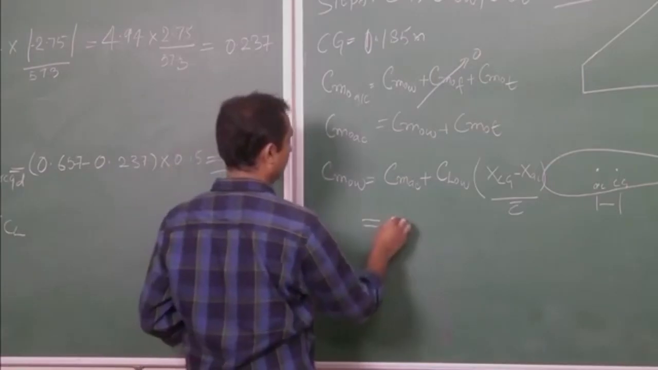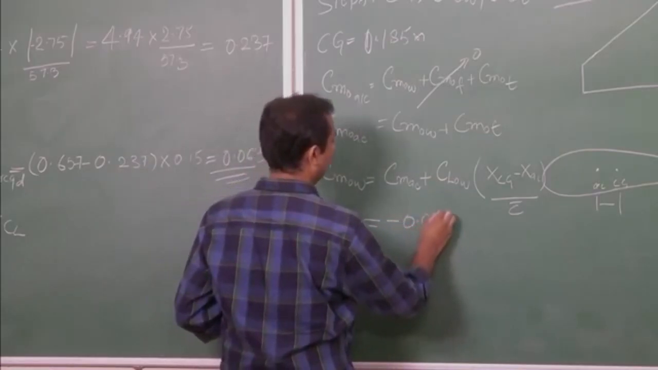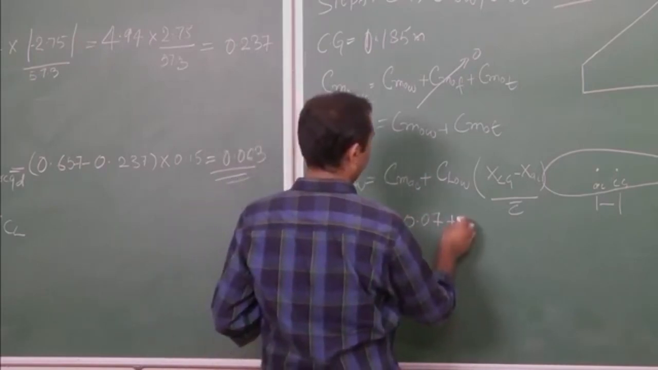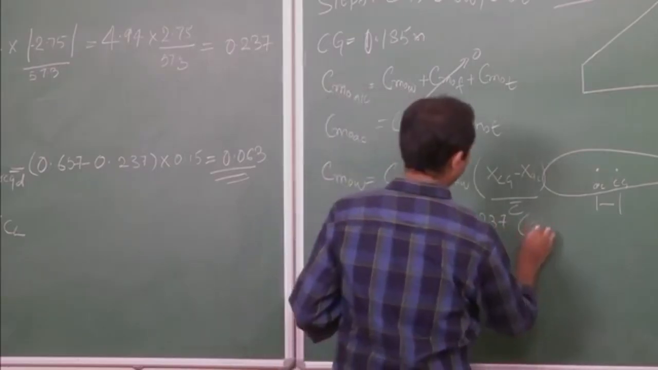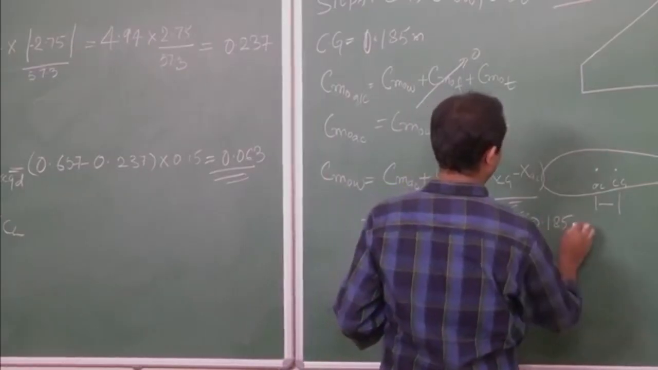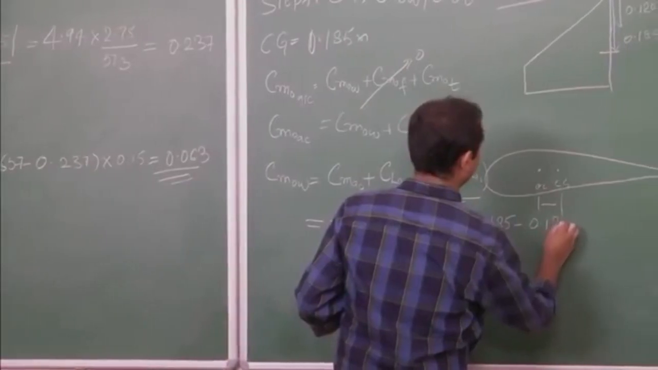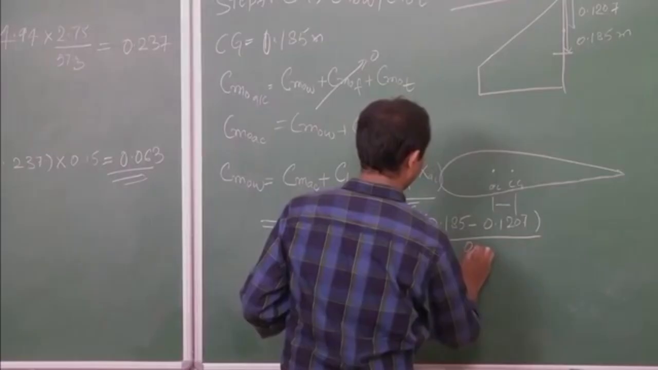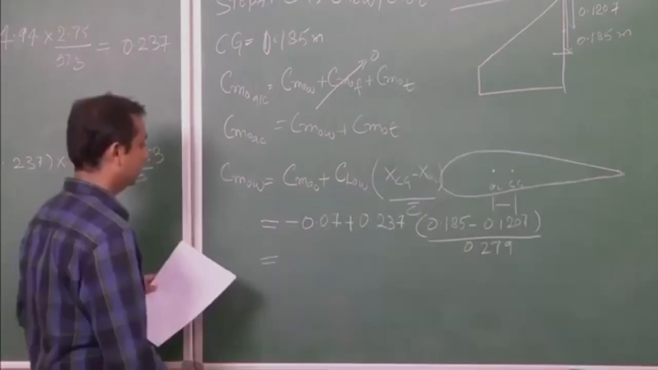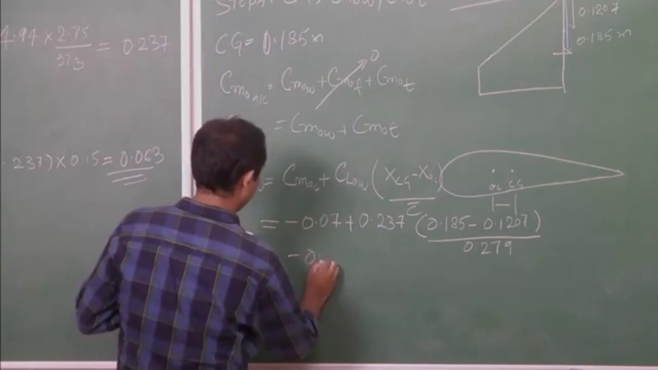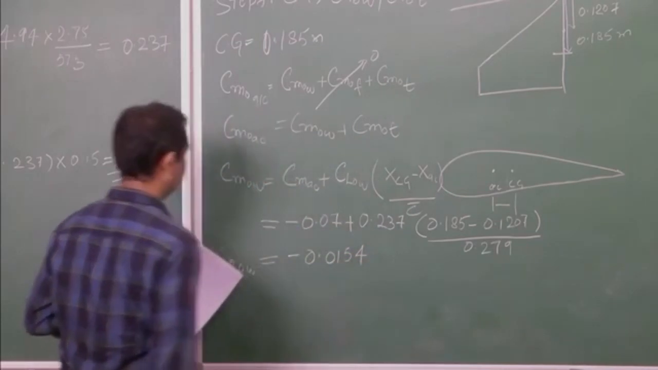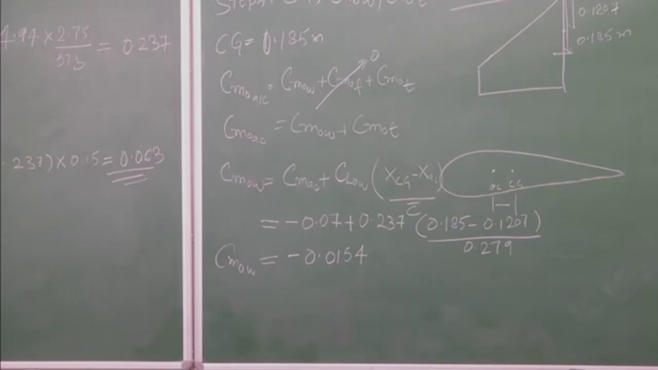We already know the value of CMAC. From airfoil data, which was -0.07, we calculated CL naught of wing as 0.237. XCG we have selected as 0.185, XAC we calculated was 0.127, and C bar was 0.279, which will give CM naught of wing as -0.0154. Once we get the value of CM naught of wing, we can subtract that from the total CM naught required for the aircraft.